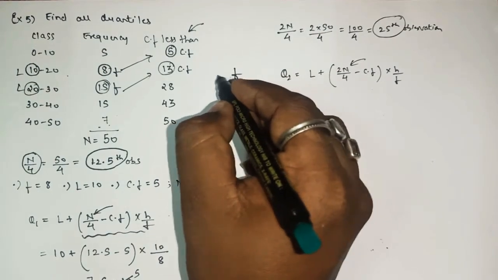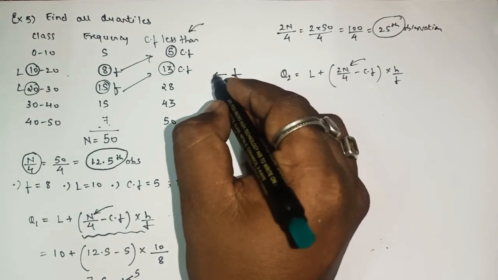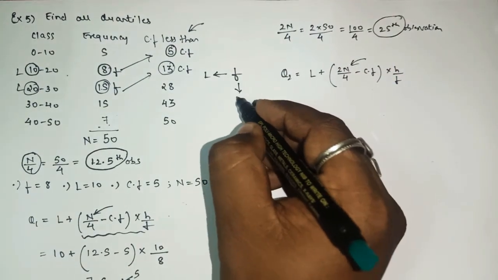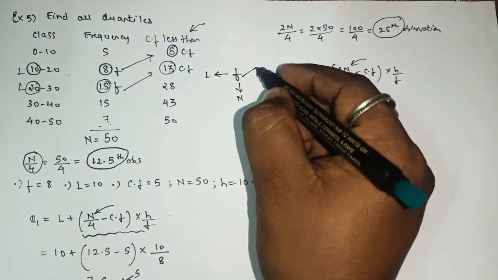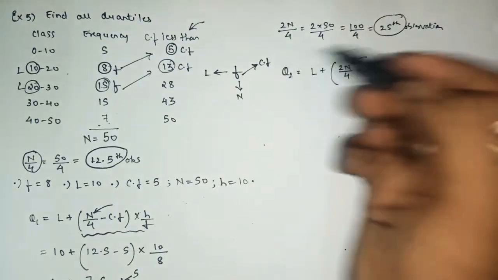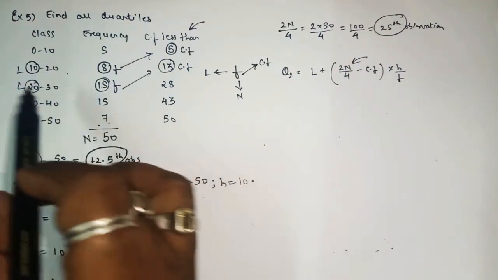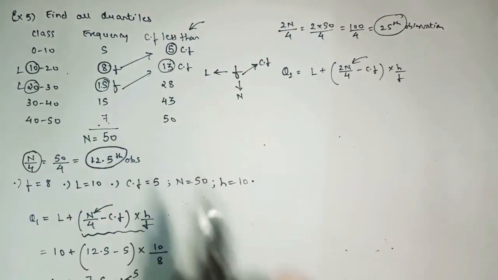As you will get F, so left hand side part will be what? This lower limit. In the bottom you will get N, and in the cross you will get CF. So this structure you have to remember. As you will get F, so this will be L, this will be CF, and this bottom will be what? N.